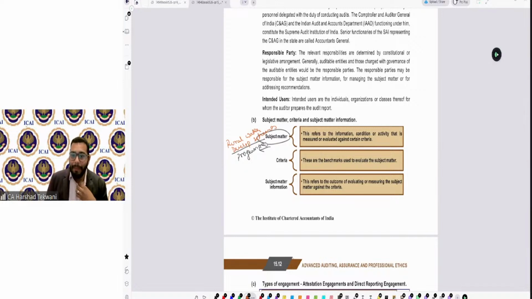Criteria is kind of the policies and procedures against which I will evaluate the subject matter. So the program was supposed to deliver water in these many villages. That was the subject matter. Whether the water is being delivered, quality water, appropriate water quantity. Remember, we saw in the last lecture's example that we are talking about appropriate quantity and quality of water. So that is the subject matter.